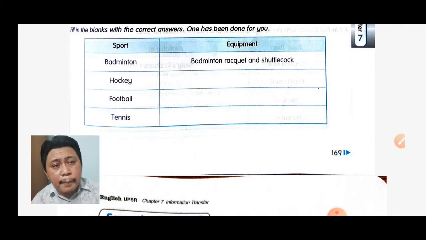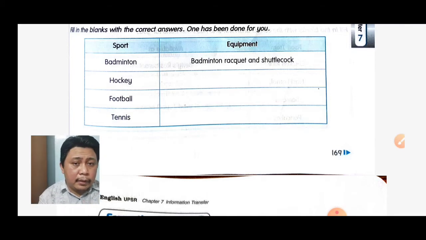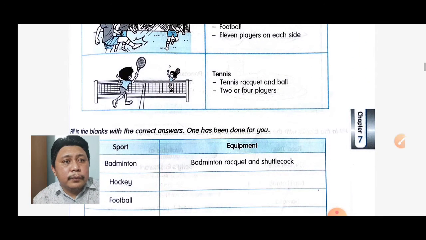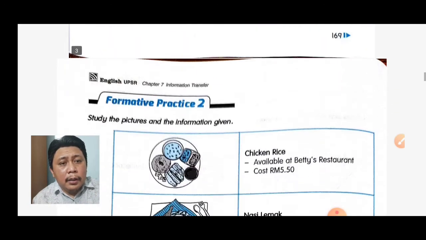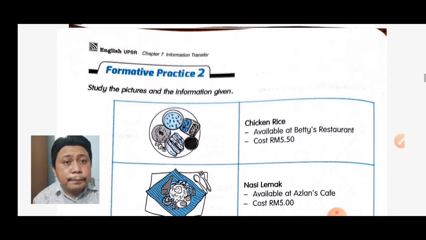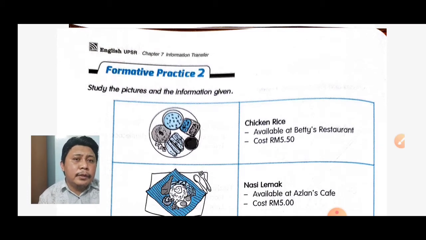But please remember the capital letters and small letters. You must get the correct capital letter and small letter, also your comma, right? Okay. So the next one, now let's study the next picture here.